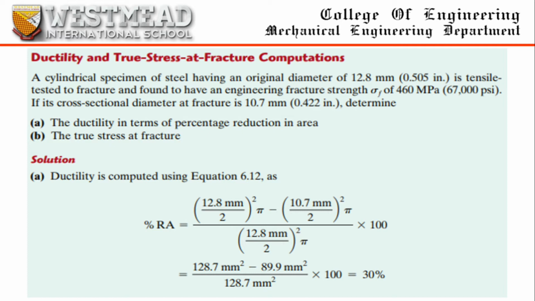the formula: percentage reduction in area is equal to the quantity of original area minus fracture area over original area, multiplied by 100. So, for us to find the ductility in terms of percentage reduction in area, we will have to use 12.8 millimeters over 2 squared times pi, minus the quantity of 10.7 millimeters over 2 squared times pi, over the quantity of 12.8 millimeters over 2 squared times pi, multiplied by 100. So, i-input natin ito sa calcu and we will get 30%. So, the ductility in terms of percentage reduction in area of this problem is equal to 30%.